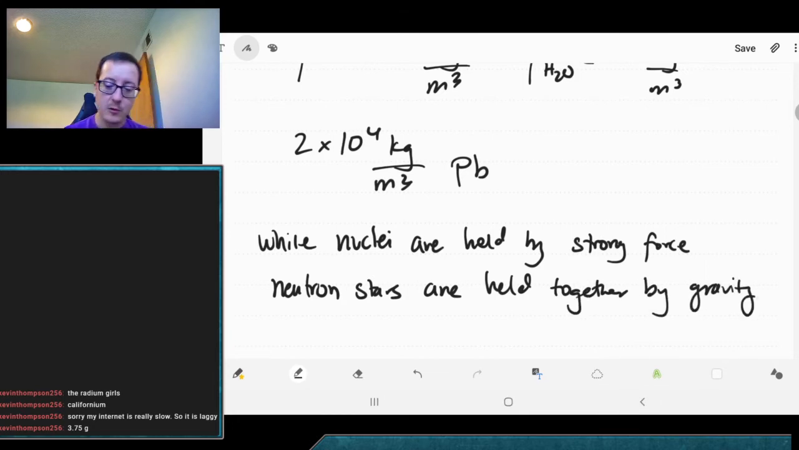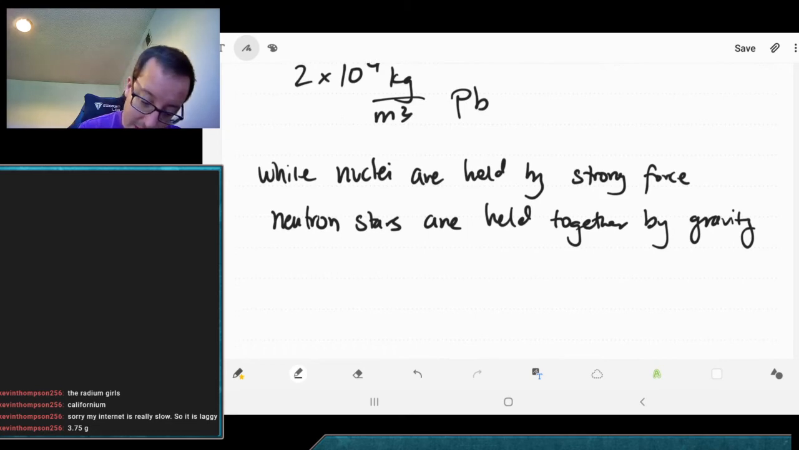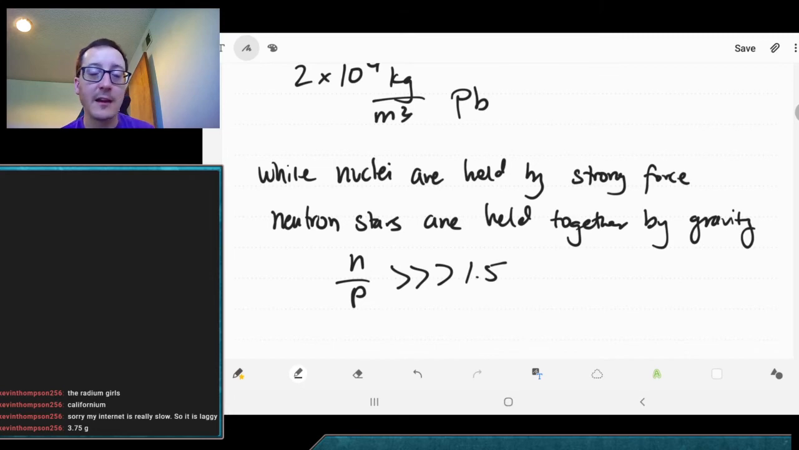Because these things are so close together, and there are so many of them, and they're so massive, gravity is actually the force that holds them together rather than the strong force. As a result, you can get neutron to proton ratios way over 1.5 in the nuclei that you'll find in neutron stars, because they don't have to obey the same laws that we have here on Earth, where we don't have gravity holding together nuclei. We have the strong force holding together nuclei, and the strong force kind of goes off at about 1.5 neutron to proton ratio. So with neutron stars, you can have way above that. You can have tons more neutrons per nucleus.